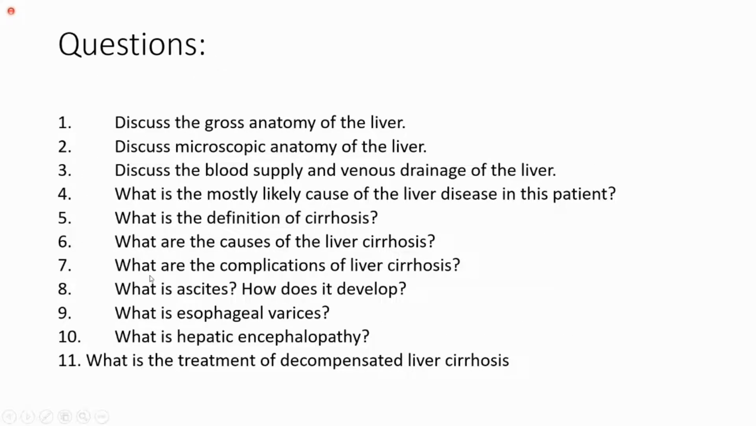Okay, this is just a repetition: discuss the gross anatomy of the liver, discuss the microscopic anatomy of the liver, discuss the blood supply of the liver, venous circulation, and the most likely cause of this disease in this patient. We will return to the anatomy, the microscopy and the blood supply. What do you think is the most likely cause of the liver disease in this patient? What do you think?